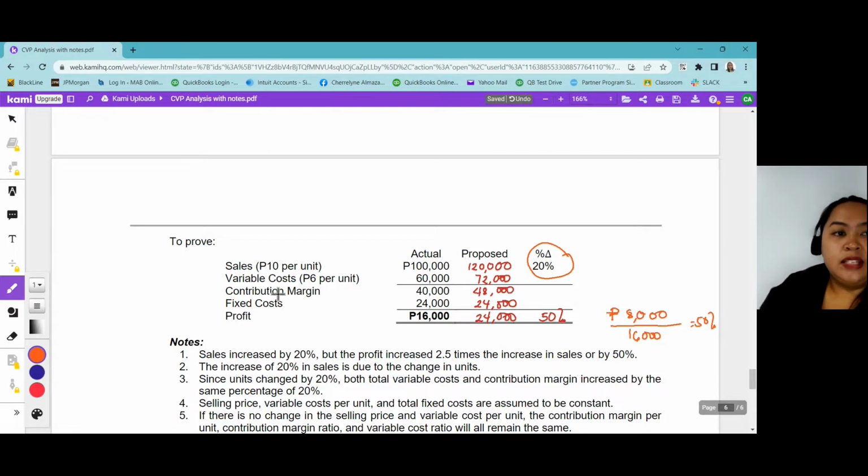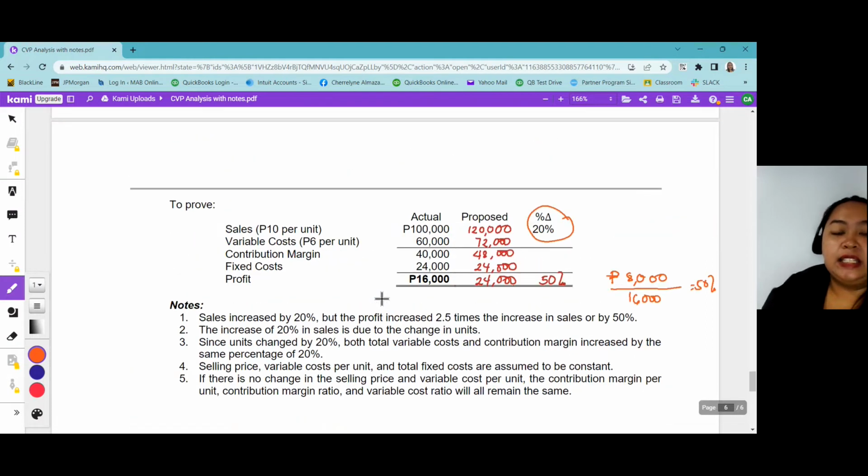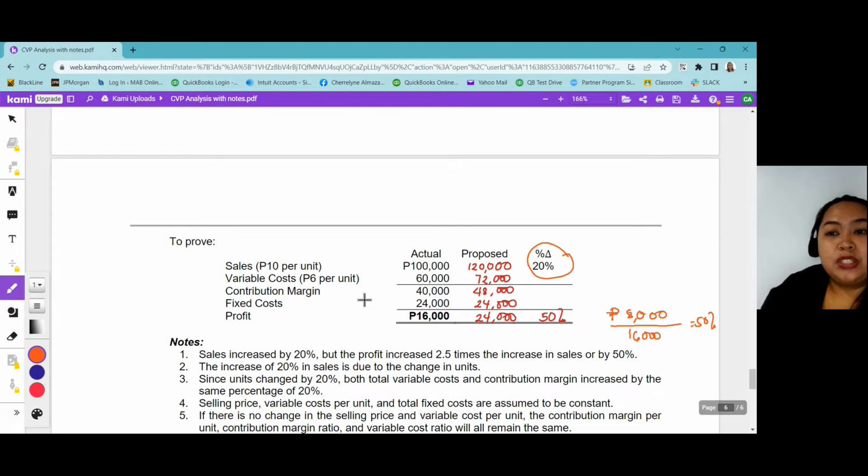Okay? So that's the end of your CVP analysis. I hope you get to review this discussion, kasi isa to sa mga important topics when it comes to management advisory services. Saka sobrang dali lang naman intindihin. So ang important points po dito is you should know how to compute for the break-even point. You should know how to compute for the desired sales in units kapag meron tayong target profit.